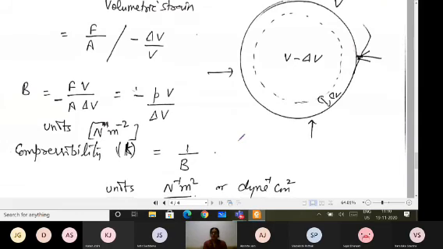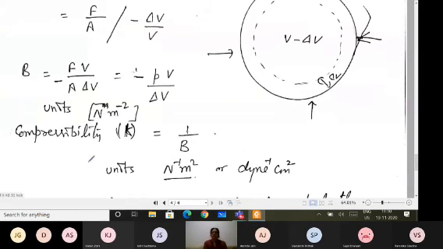And the term compressibility also comes many times, which is simply the reciprocal of the bulk modulus of elasticity. So we have the standard values for different materials of bulk modulus of elasticity and compressibility, which again finds a lot of application in designing ships.